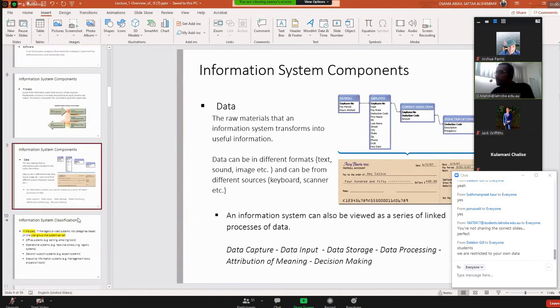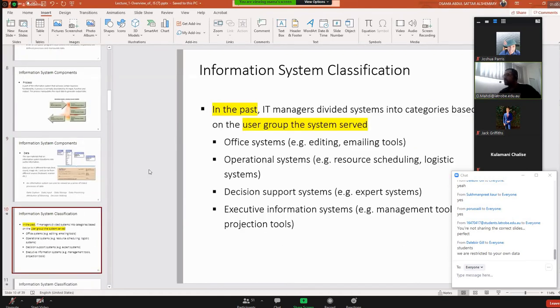All right. Now, information system classification. In the past, IT managers divided systems into categories based on what user group the system served. Right, so office systems could be one of the types here.